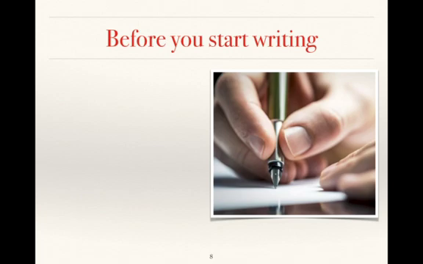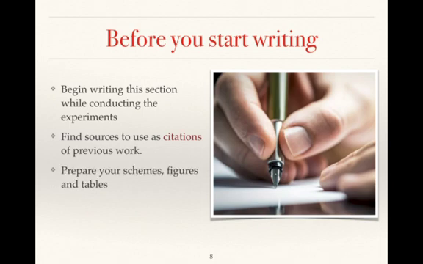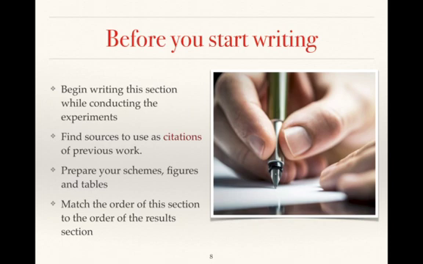Many authors report that they begin writing this section while conducting the experiments. Yet, before you start writing, you need to make sure you have found adequate sources to use as citations. Once you have all the data, you can prepare your schemes, your figures, and your tables, and match the order of the method section to the order of the results section. At this point, write down when you think is best to write the method section.